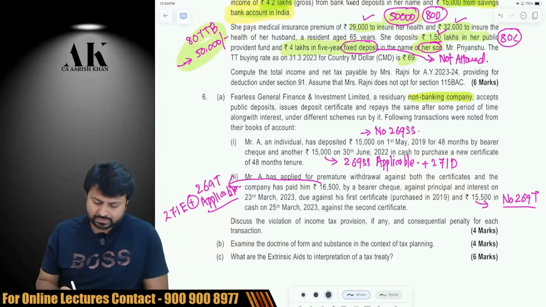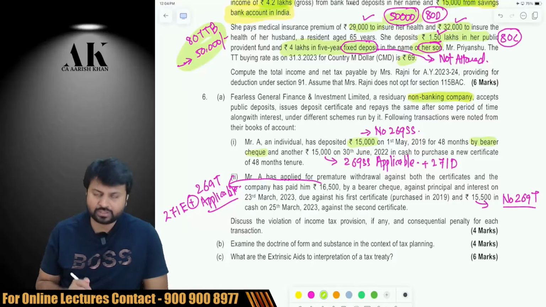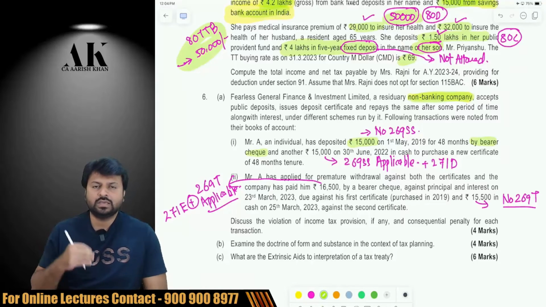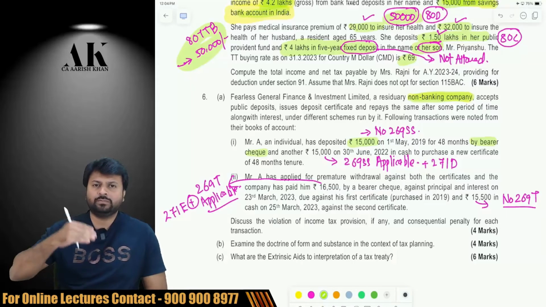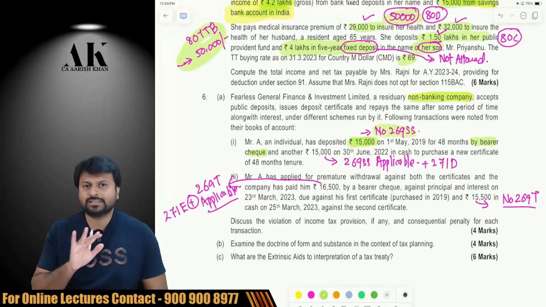Be very careful. First of all, you are receiving 15,000 rupees in a bearer cheque. So that is allowed because it is not crossing the limit of 20,000 rupees. You should not receive 20,000 or more in the form of deposit other than by account payee cheque, account payee draft, ECS, and such electronic modes. So for the first 15,000, 269SS is not attracted.